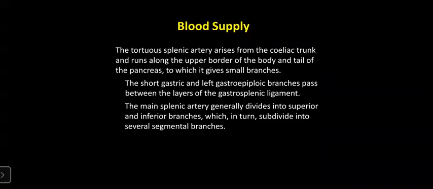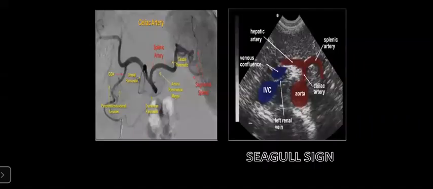The blood supply of the spleen: the short course of the splenic artery arises from the celiac trunk and runs along the upper border of the body and tail of the pancreas, which gives small branches. The short gastric and left gastroepiploic branches pass between the layers of the gastrosplenic ligament. The main splenic artery generally divides into superior and inferior branches, which in turn subdivide into several segmental branches.